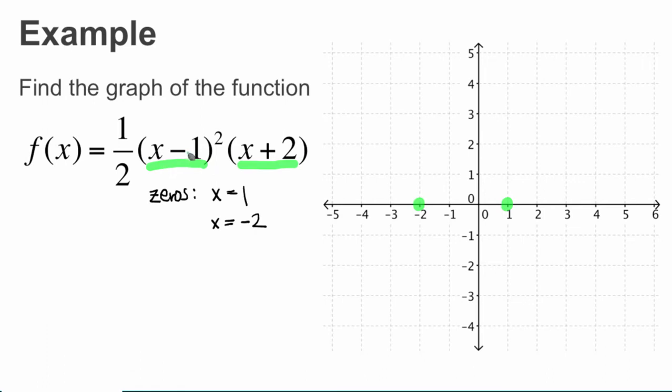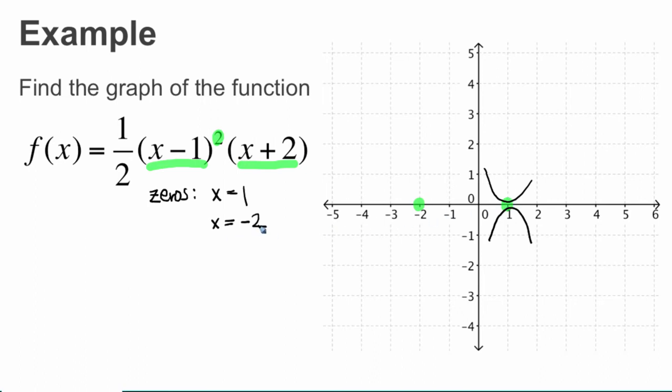Now let's pay attention to the multiplicities. We know that because x equals 1 has multiplicity 2, because of the power there, at x equals 1 our graph is either going to bounce like this, or it's going to bounce like that. It's not going to go through the root at 1. That's what happens when we have an even power. We're either going to bounce from above or bounce from below. We're not exactly sure what's going to happen there.